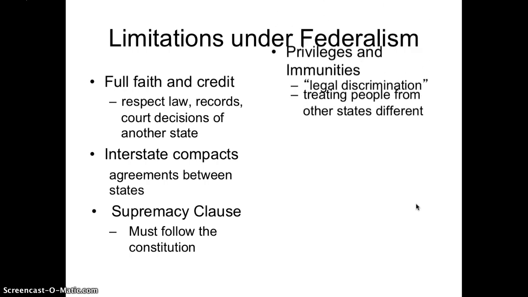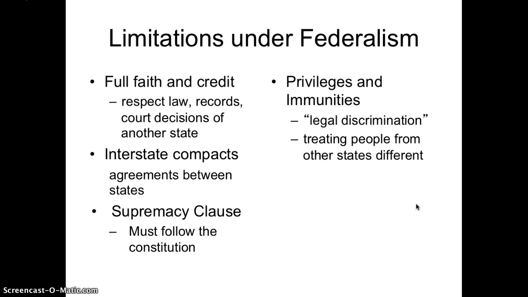And then there's something that's referred to as privileges and immunities. This is kind of like legal discrimination. For example, we can treat people from different states differently, and it is perfectly legal to do so, such as a hunting license. Someone from Wisconsin comes to Minnesota, they have to pay more for their hunting license and fishing licenses. That's because we have the privilege here in Minnesota of hunting for less. We pay taxes, we pay local taxes, we pay income tax, so therefore we get that privilege to hunt for a lower cost.